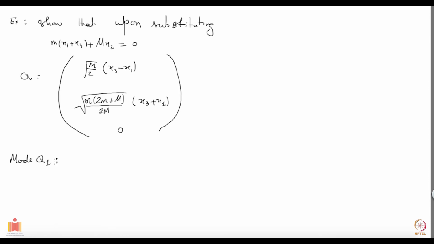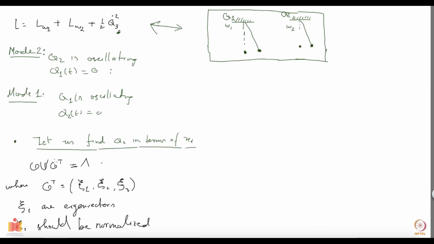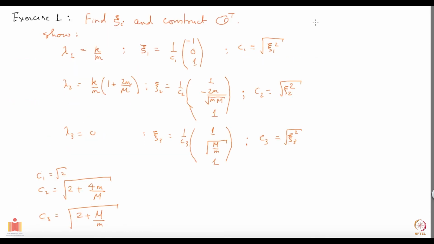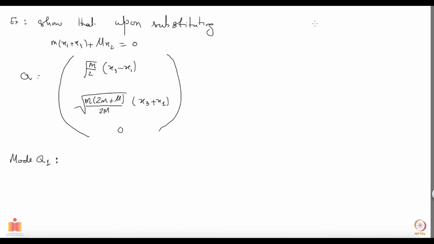You remember I was saying I can activate whichever I want. So that's what I'm doing now. I'm activating only the mode q1. If I do so and I keep q2 at rest, meaning q2 will be 0 at all times, that would amount to saying that x3 should be equal to minus x1 at all times in this mode. So let's go back to see them.